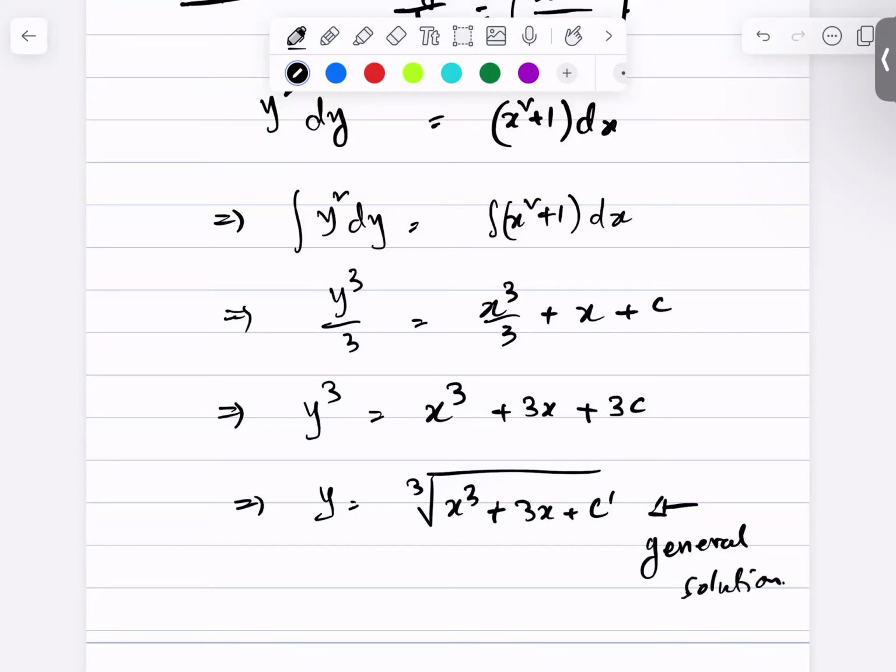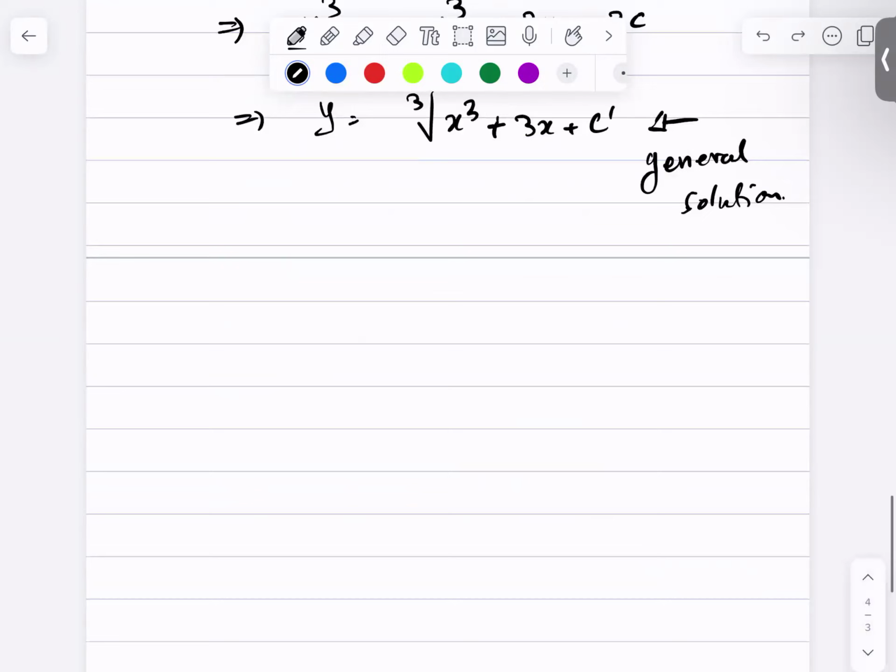You can write 3c here as well, no problem, but generally people just write one constant c prime or something in that place. Okay, let me solve one more problem.